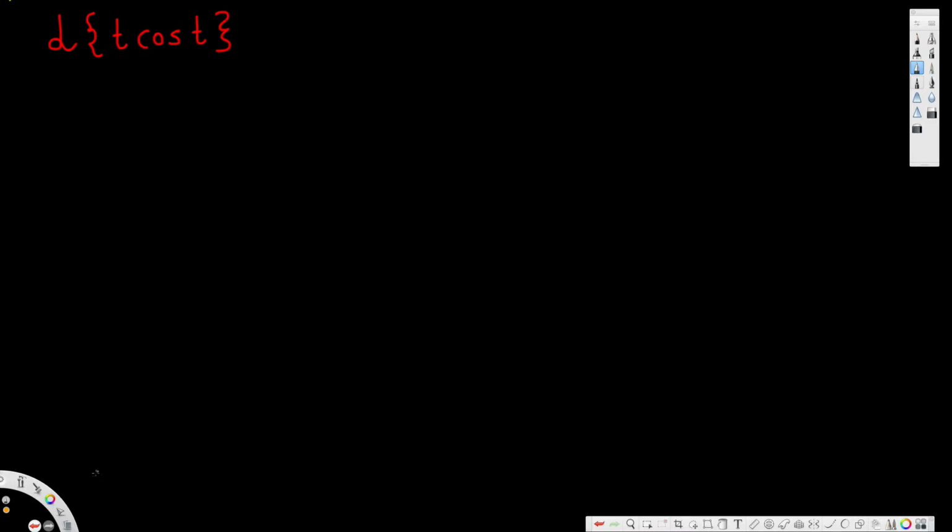What's going on, guys? Let's look at this problem right here. This question is asking us to find out the Laplace transform of t cos t.